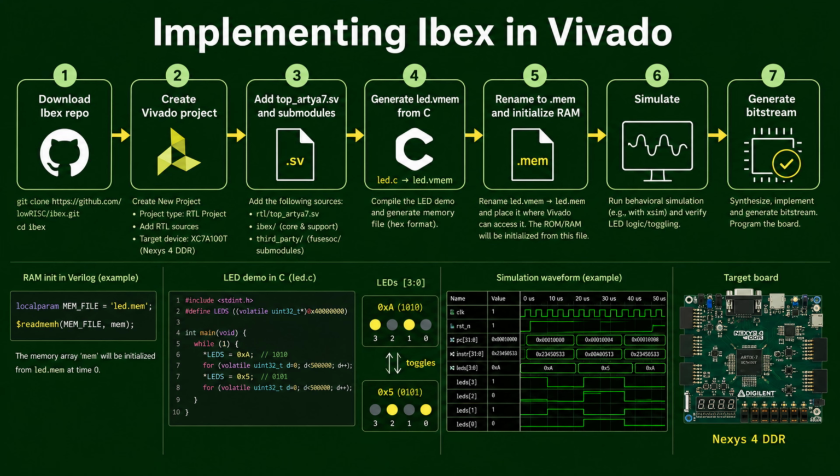Once simulation is successful, the FPGA constraint file is added for the Nexys 4 DDR board. Vivado then performs synthesis and implementation and generates the final bitstream. After programming the FPGA, the LEDs physically reproduce the pattern generated by the C program. At this point, we have something very important. C code compiled under Linux is now running on a RISC-V processor that physically exists as logic inside the FPGA.